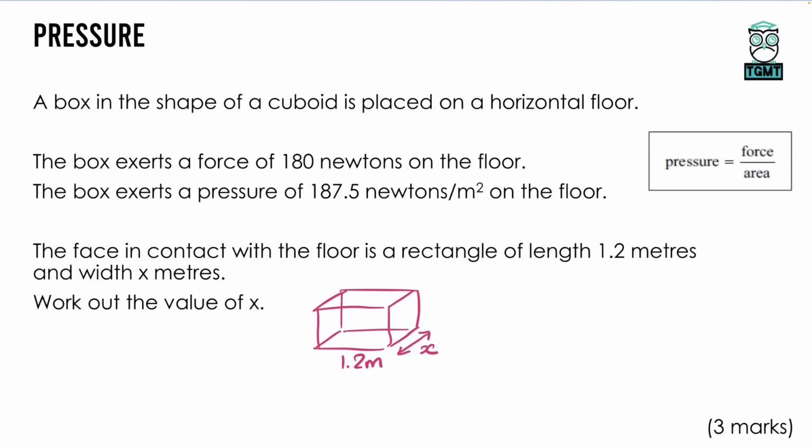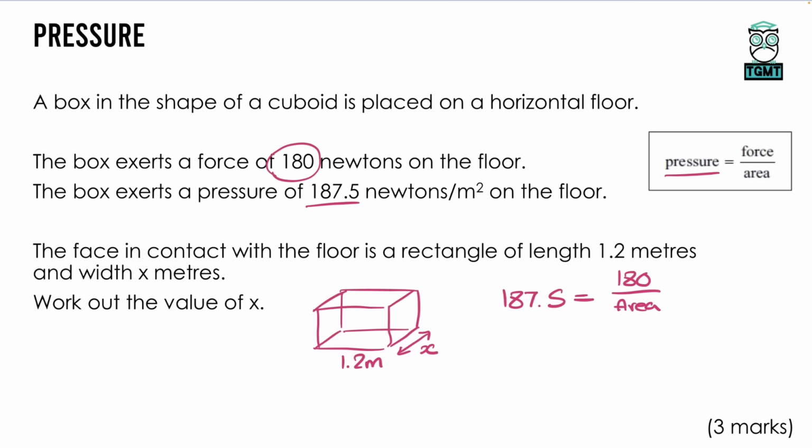Now, we have the pressure at the start of our formula, and we've been told the pressure is 187.5. So that is equal to the force, which is 180, divided by the area. So we'll put the area just below. So we need to figure out what number we have to divide into 180 to get 187.5.